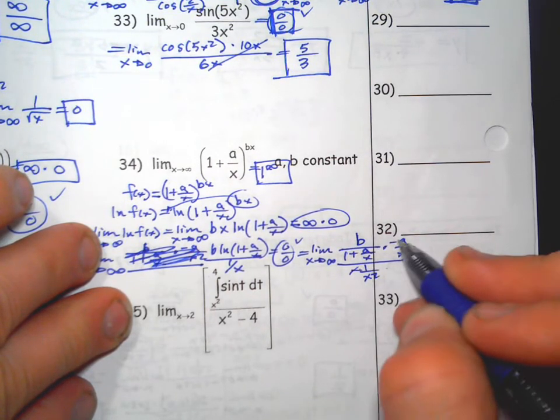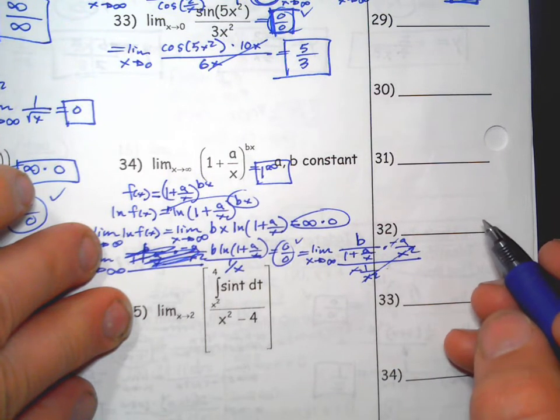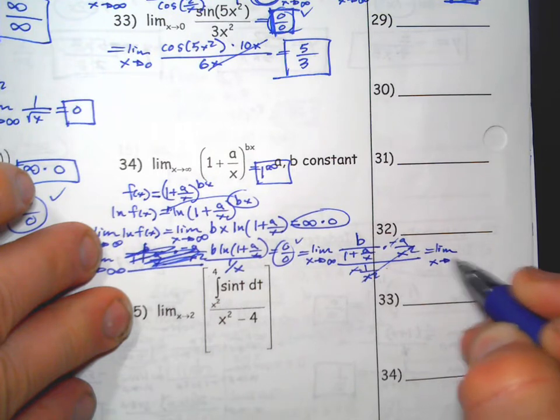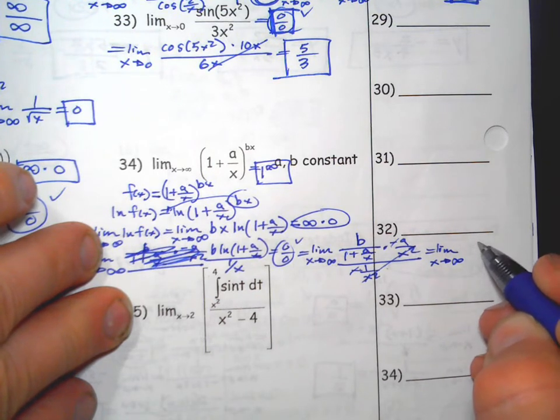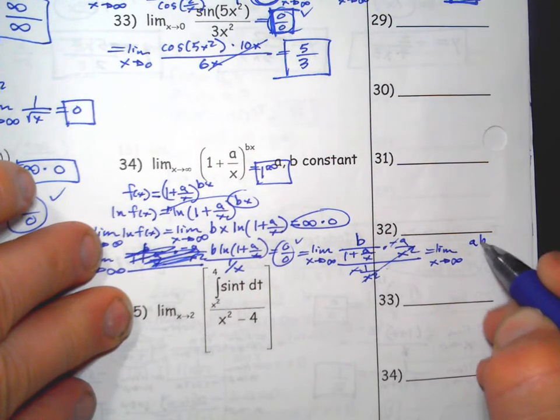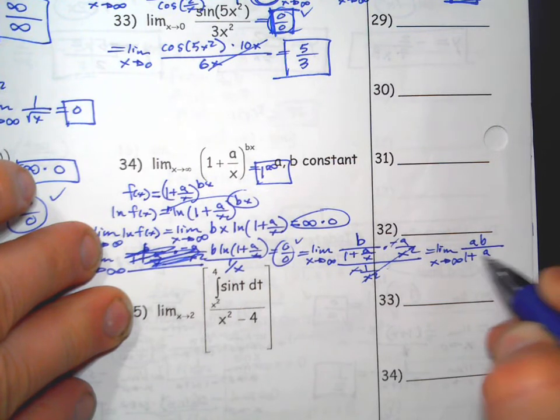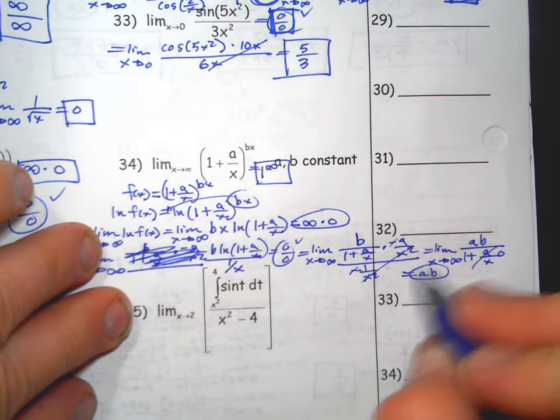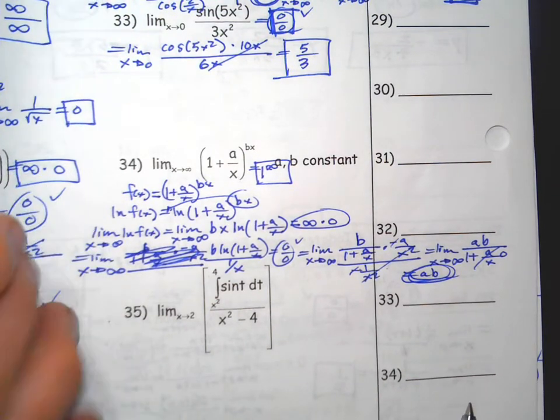So the negatives are going to cancel. The x squareds are going to cancel. We could clean this up. It would be ab over 1 plus a over x as this goes to infinity. That's going to be 0. So the answer is going to be ab. But we still have to re-exponentiate it.